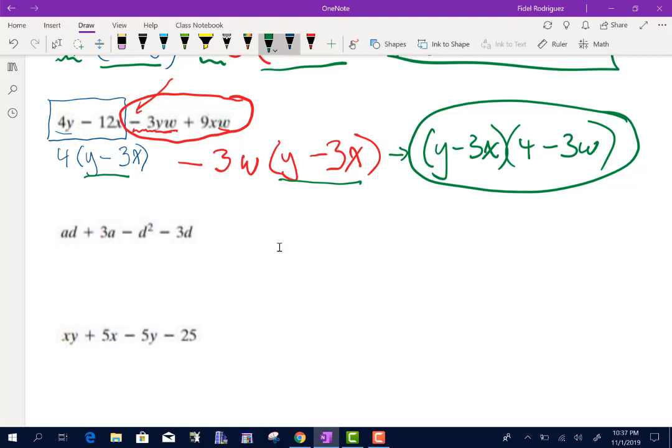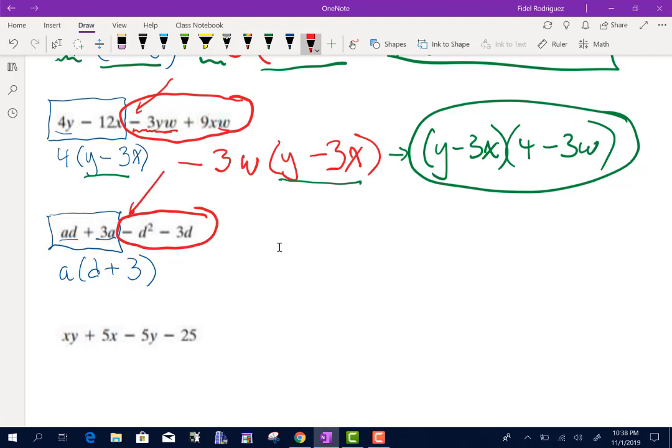All right, let's keep moving along here. I'm going to do the same thing with this next problem. What do both those pieces have? Well, it looks like they both have the letter A. If I take away the letter A from here, I'm still left with the letter D. If I take away the A from here, I'm still left with the number 3. Then I'm going to circle both these two pieces.